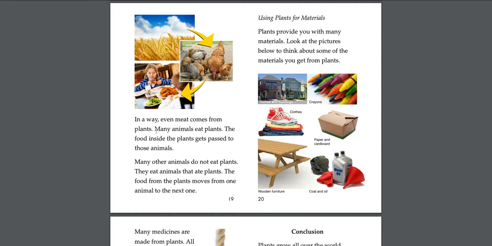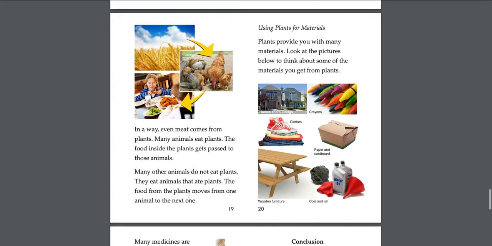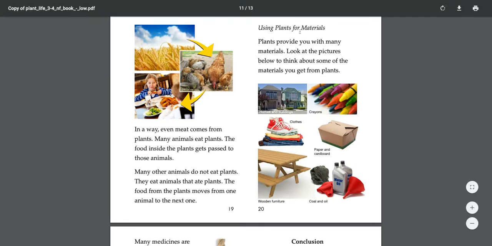In a way, even meat comes from plants. Many animals eat plants. The food inside the plants gets passed to those animals. Many other animals do not eat plants. They eat animals that eat plants. The food from the plants moves from one animal to the next, so that's all sort of part of a food cycle.